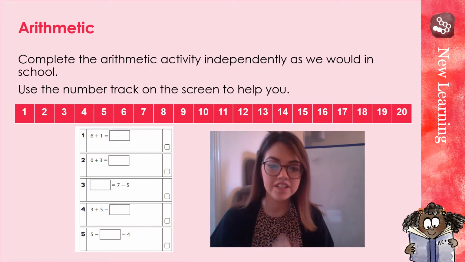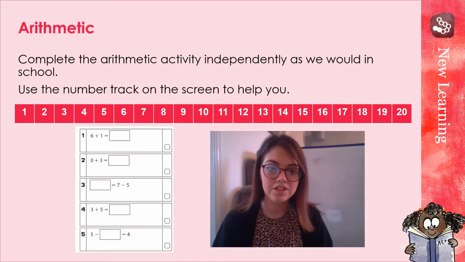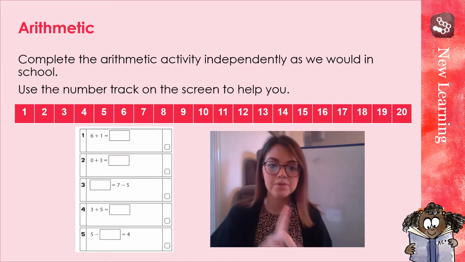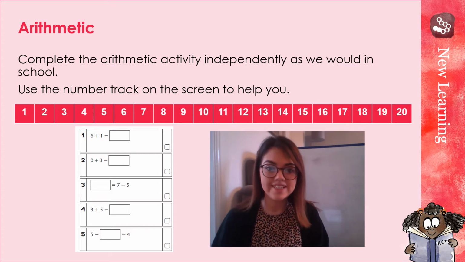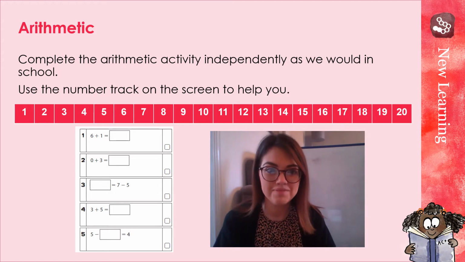You will place your finger on the number 6 and add on the second number in the equation. On the first one, it's number 1, so we would add on 1 space, we would jump 1 space. Then you can write your answer in the box on your page.